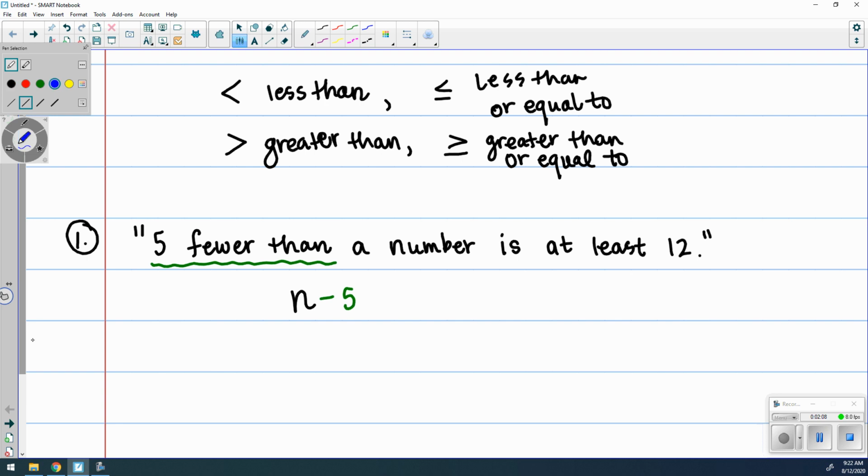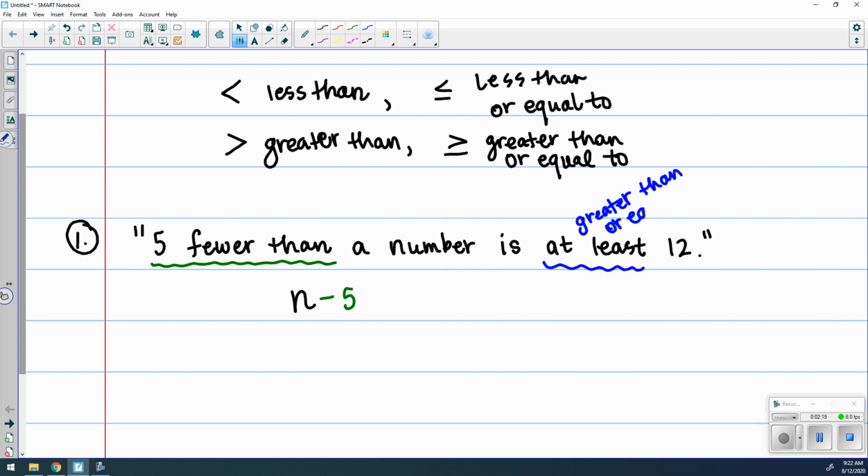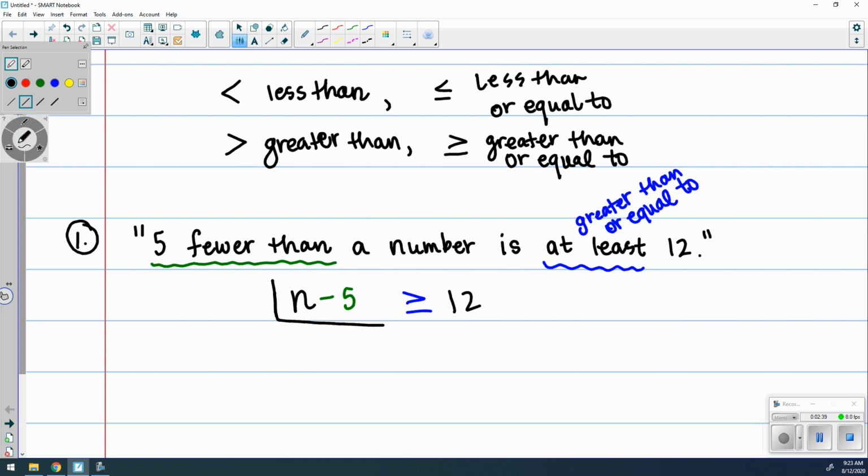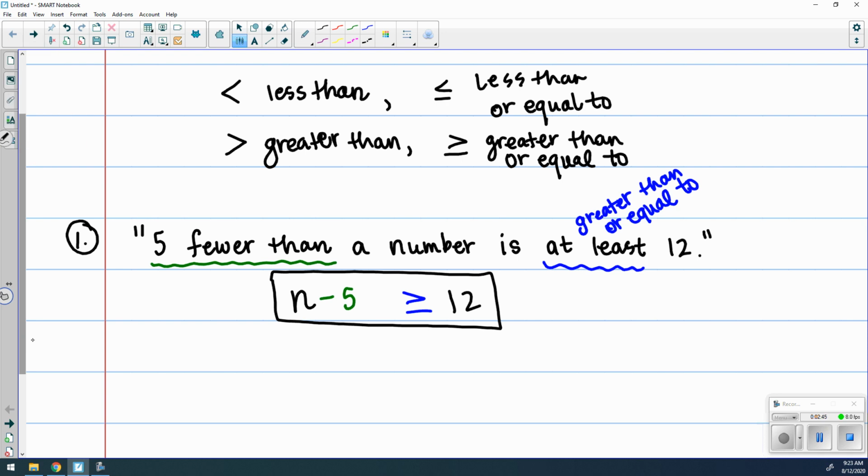All right, then over here, at least, when I see that, I think greater than or equal to. So I am at least 21 years old. I am greater than or equal to 21 years old. And then I'll just plug in the 12 there at the end. All right, so I went number for number, symbol for symbol, variable for variable as I read through that sentence. 5 fewer than a number is at least 12.